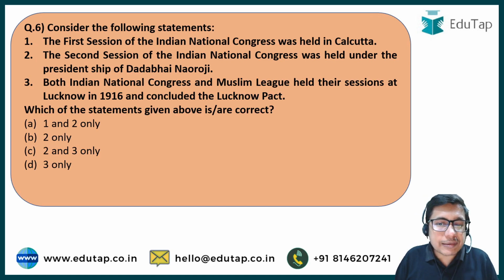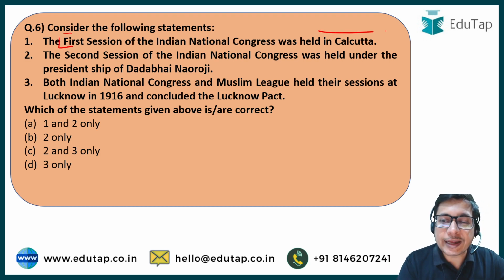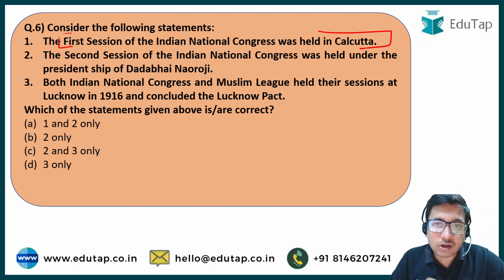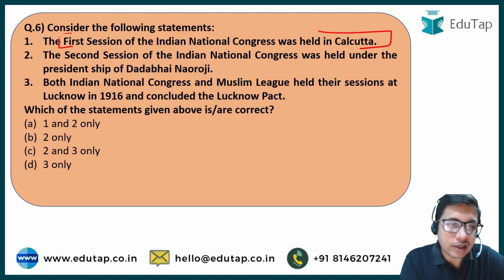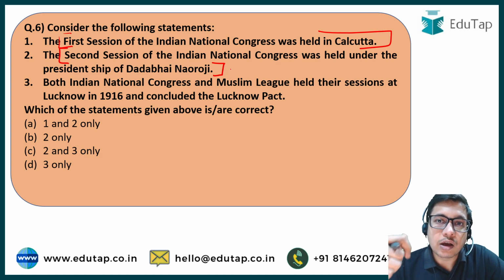Next up is your question number 6. Now question number 6 is about the sessions of Indian National Congress. Statement 1 says the first session of Indian National Congress was held in Calcutta. The venue of the first session was Calcutta, it is said in the first statement. The second one says the second session of the Indian National Congress was held under the presidentship of Dadabhai Naoroji. So for the second session, who was the president is being asked. For the first session, what was the venue is being asked.